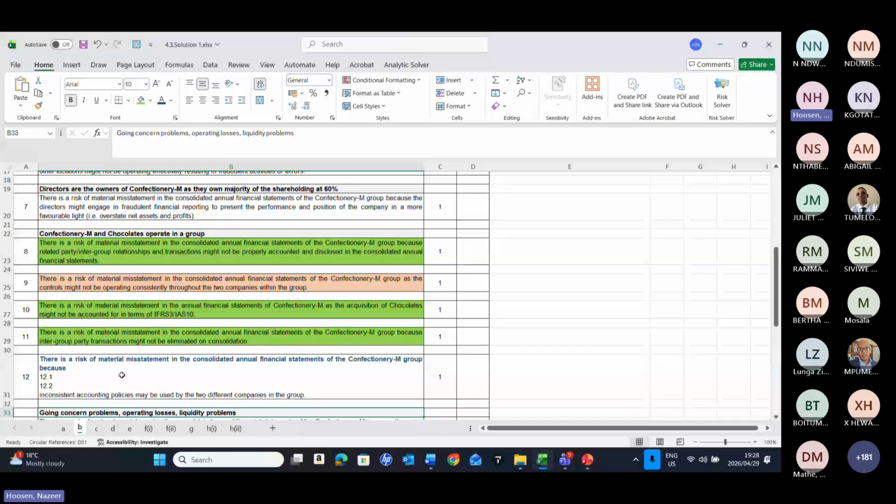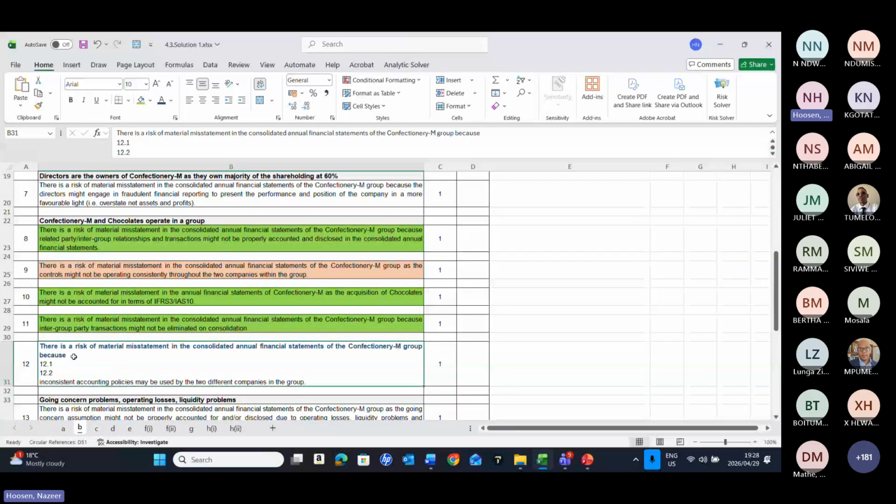So I just wanted to explain this concept very shortly again. I remember I said I would come back to it. There was a question earlier on it. So listen carefully. This is how you have good examination technique for answering risks at the overall financial statement level. You could answer it as such. There is a risk of material misstatement. In this instance, it's the consolidated financial statements. But in another question, it may just be annual financial statements, condensed financial statements.